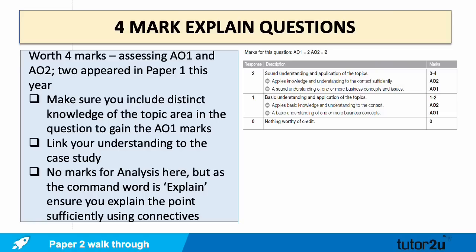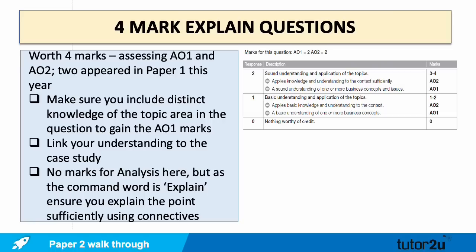You then need to link your understanding specifically to the case study that you have read. Very important that you include that good quality context in order to get those AO2 marks. There's no marks for analysis here, but as the command word is explain, ensure you explain your point sufficiently using connectives to get those 2 marks.